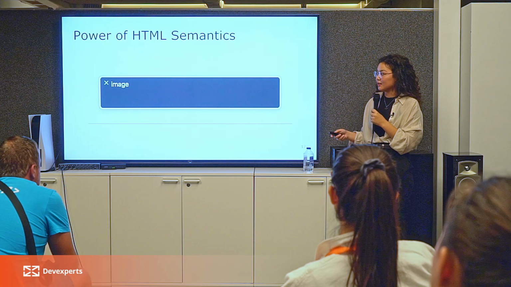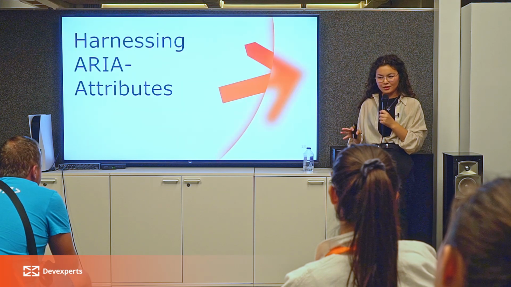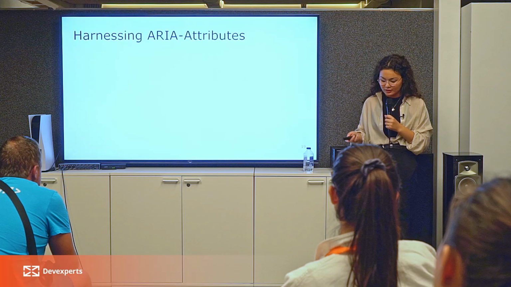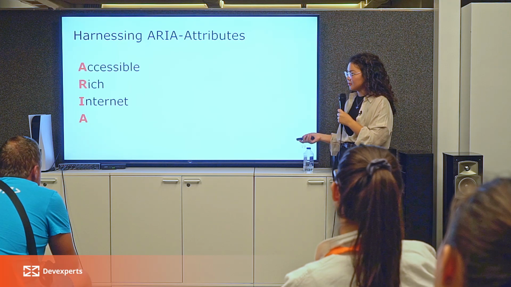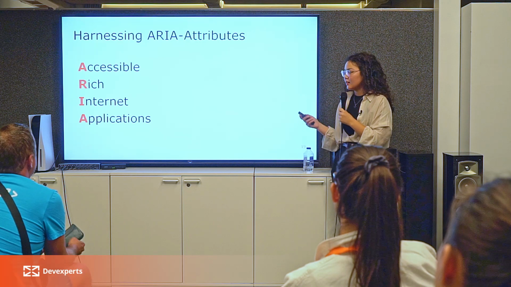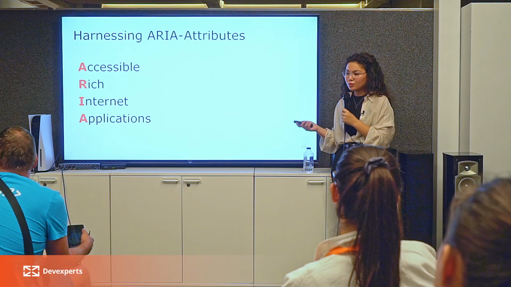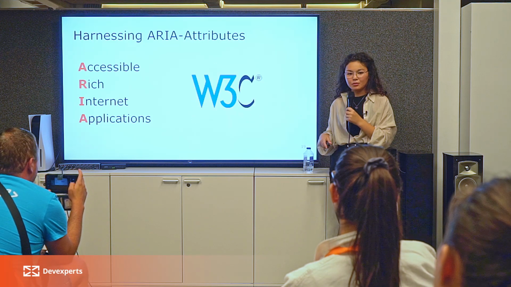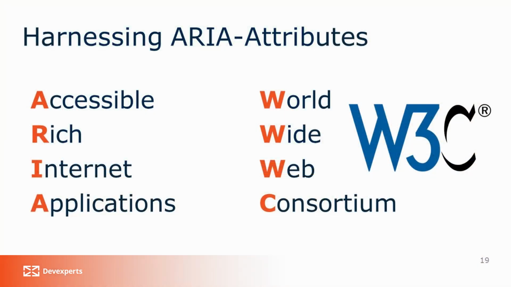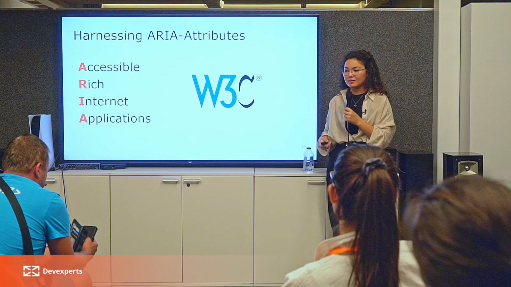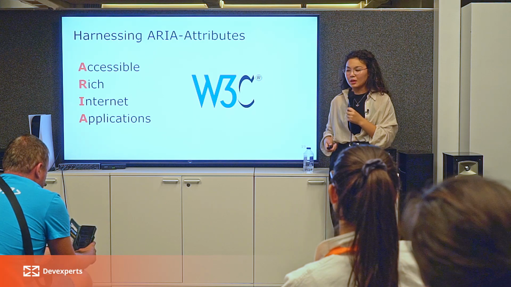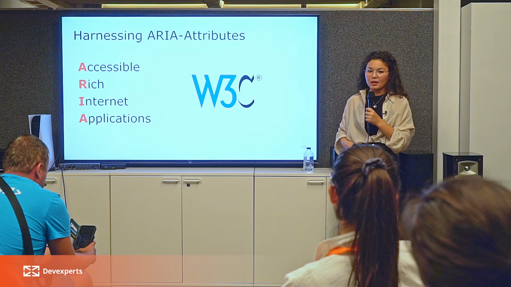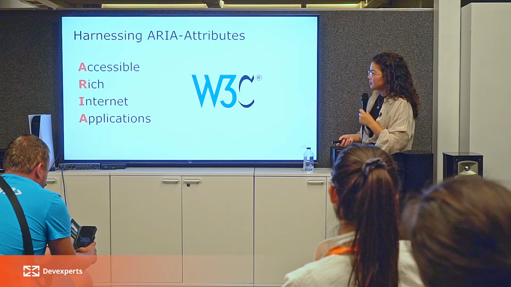And to perfect our component even more, we will add ARIA attributes as a finishing touch. So what is ARIA? ARIA stands for Accessible Rich Internet Applications. And ARIA attributes are basically a set of rules developed by the World Wide Web Consortium, or as we call it, W3C. It's a logo that you will see very often if you start working with accessibility. W3C is an international organization that sets these rules, but also manages languages like HTML and CSS.